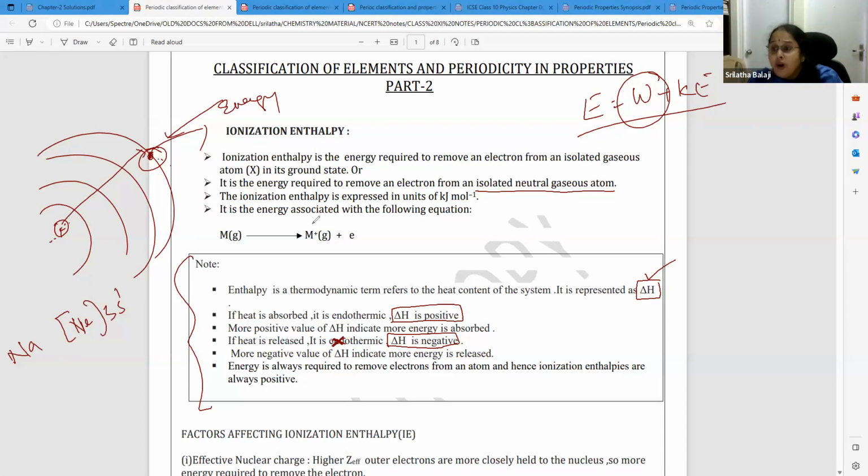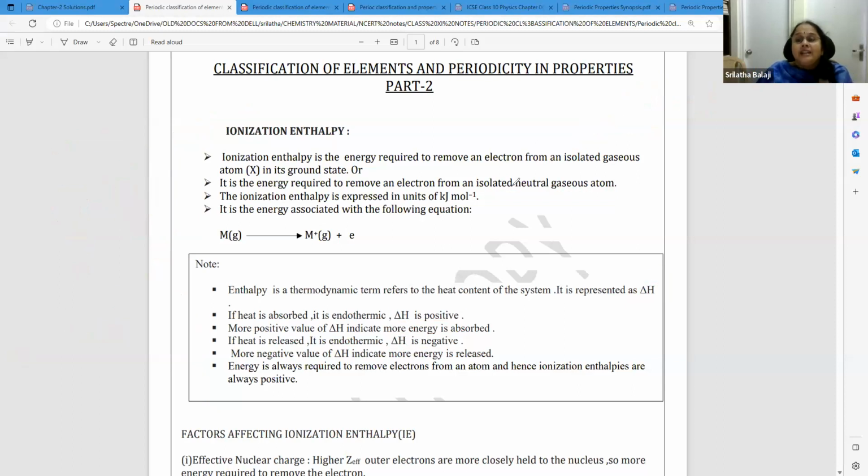Removal of an electron will lead to the formation of a cation, so you call this ionization. And why the word enthalpy? It's an energy, a thermodynamic term. It's the energy required to remove the electron from the outermost shell. The most loosely held electron is being removed here.